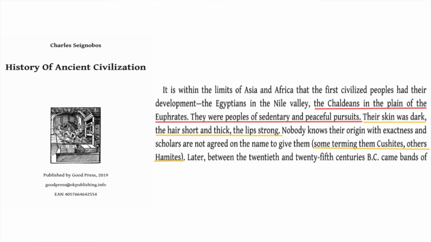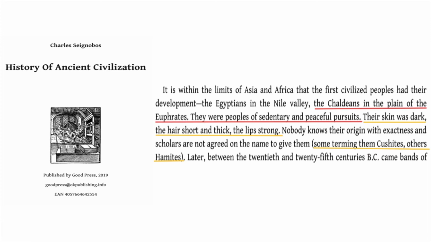And let's look at more quotes dealing with Chaldeans. So this is from History of Ancient Civilization, by Charles Seignobos. The Chaldeans in the plain of the Euphrates. They were peoples of sedentary and peaceful pursuits.